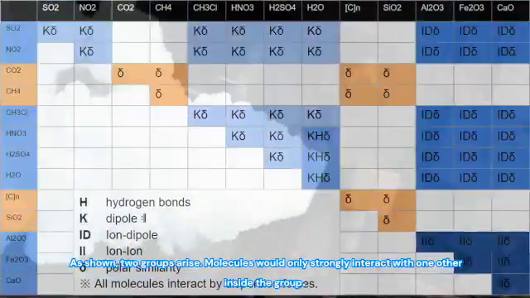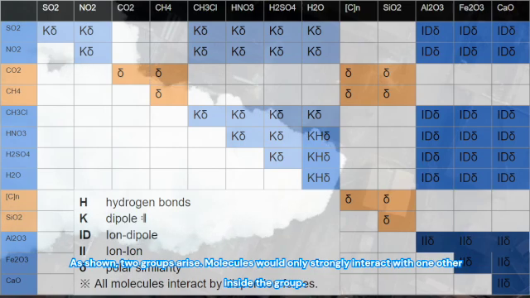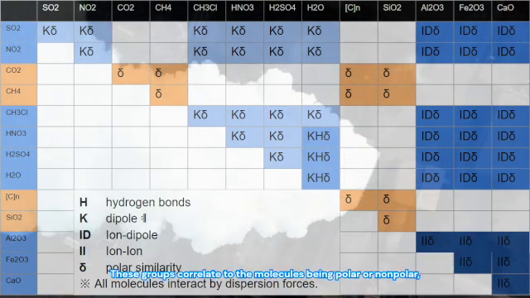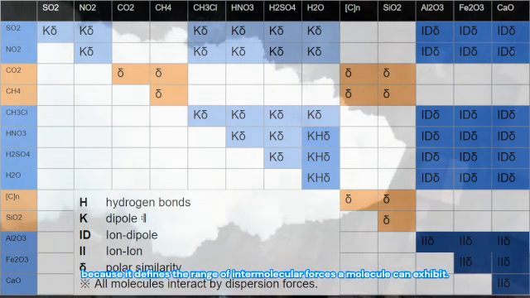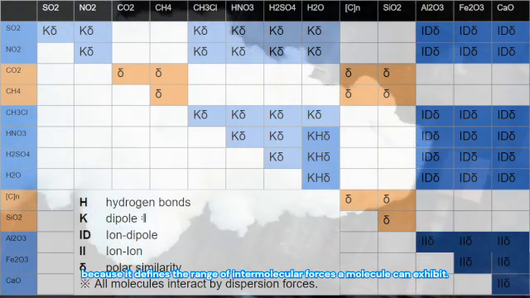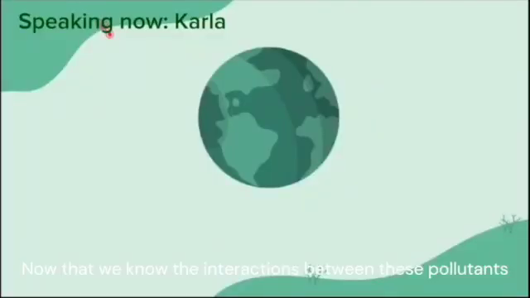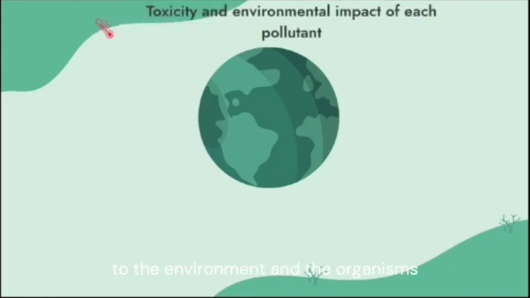with each other. As shown, two groups arise. Molecules would only strongly interact with one another inside the group. These groups correlate to the molecules being polar or nonpolar, because it defines the range of intermolecular forces a molecule can exhibit. Now that we know the interactions between these pollutants, we can talk about the damage they do to the environment and the organisms.